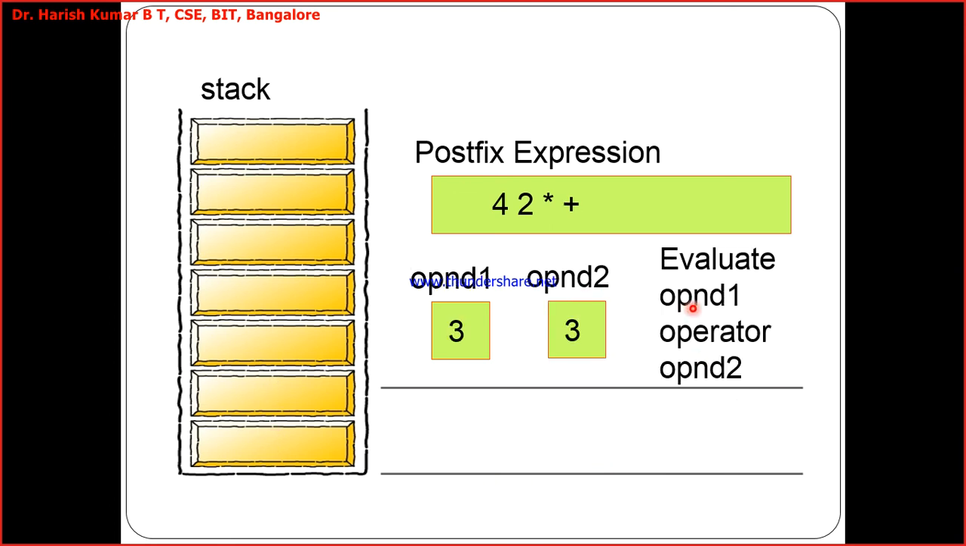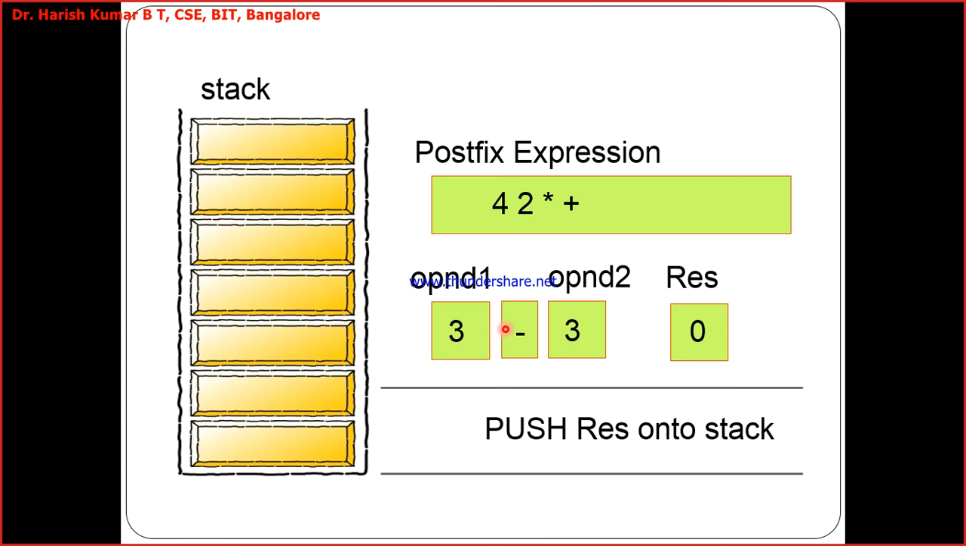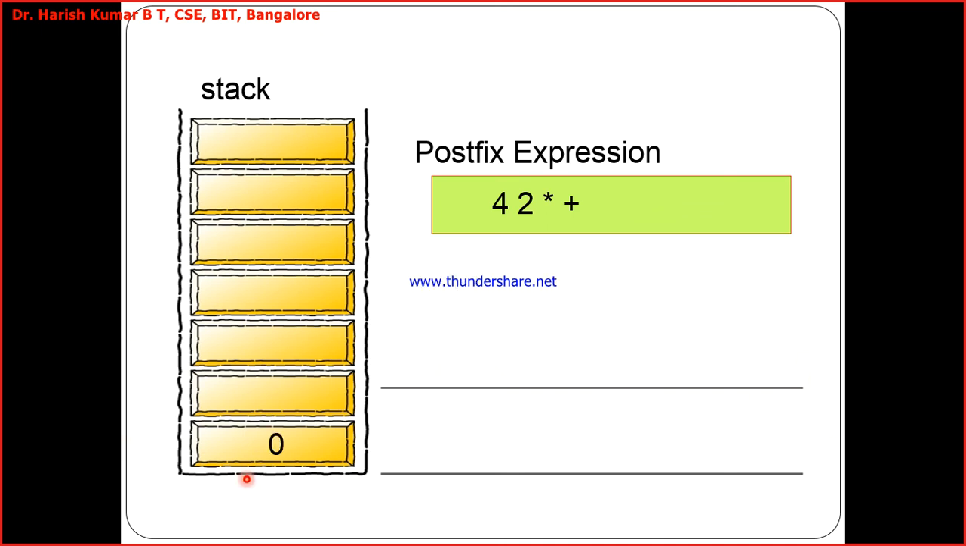Observe now. Then evaluate. What is the operator? Minus. So 3 minus 3, the result is 0. And as you can observe, the result should be pushed back onto the stack. Now I'm pushing this result back onto the stack. So what is the result now? 0. Now I'll continue scanning my postfix expression.